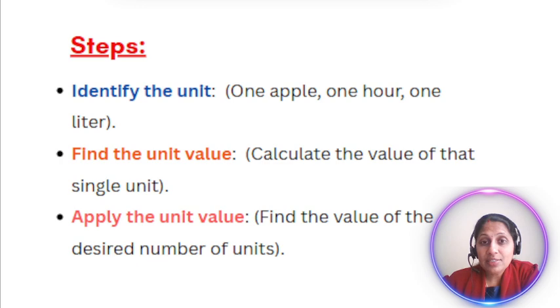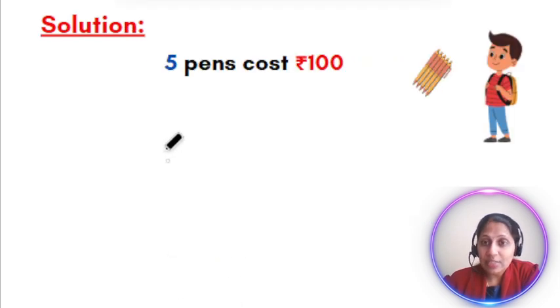The very first step is to identify the unit, whether it's 1 apple, 1 hour, or 1 liter. In our case, it is the cost of 1 pen. Next is to find the unit value itself, the cost of a single pen. The last step is to apply that unit value to find the value of many such units. So let's solve this problem with our steps.